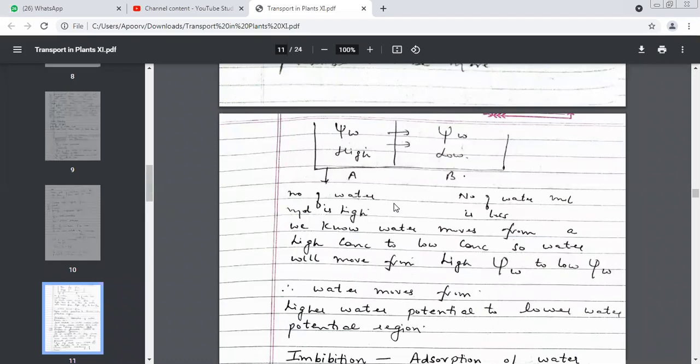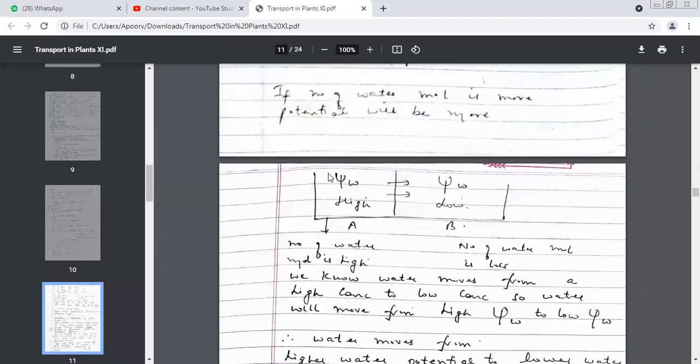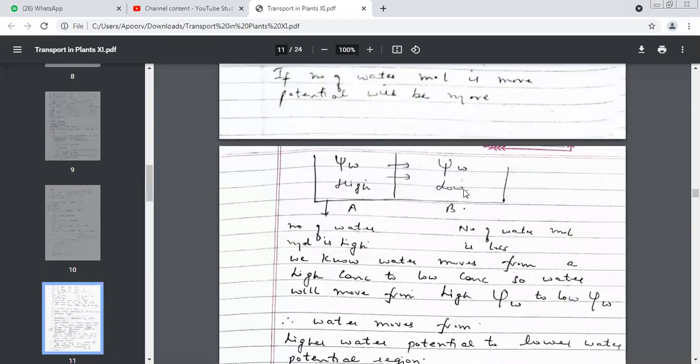So water will move from a higher value of xi w to lower value of xi w, or a lower value of xi w to a higher value of xi w? High to low. So always remember, water moves from higher water potential to lower potential region. Whenever it has to move from xi w, it will move from high xi w to lower xi w.